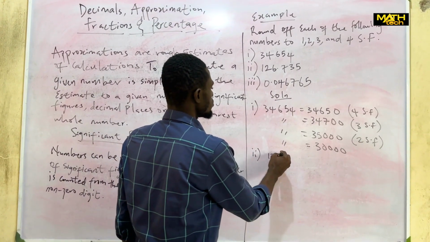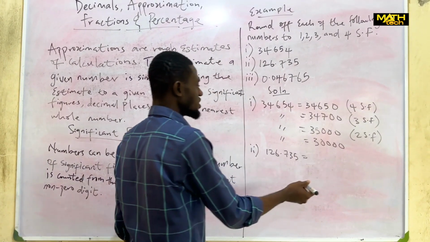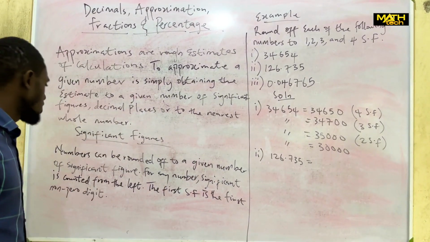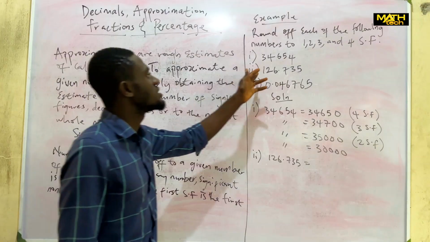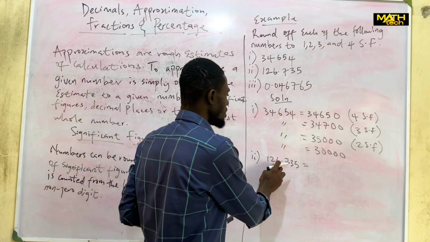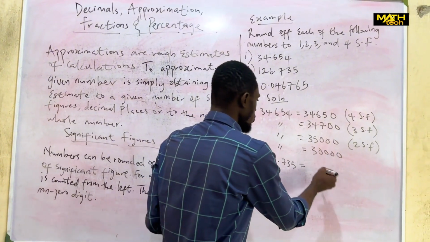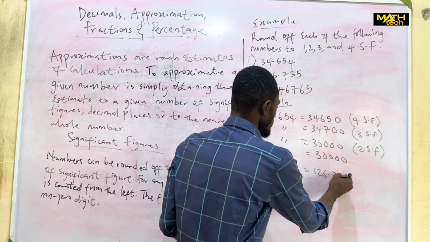So let's also touch this example for example 2. Say 126.735, to 4 significant figures. Please always note this: the first significant figure is the first non-zero digit, but you can see that these are all non-zero digits. So we continue 1, 2, 3, 4. The next number is not up to 5. So we have 126.700.